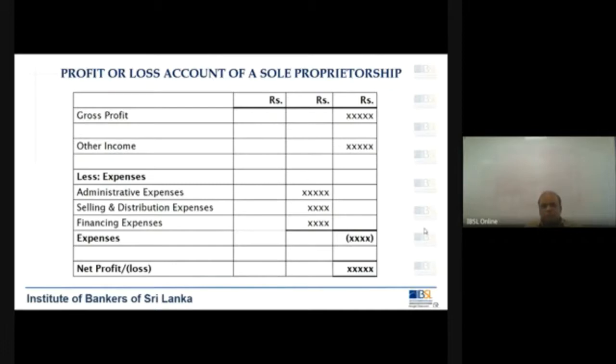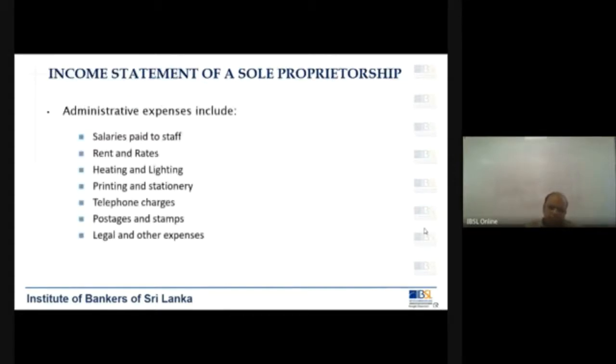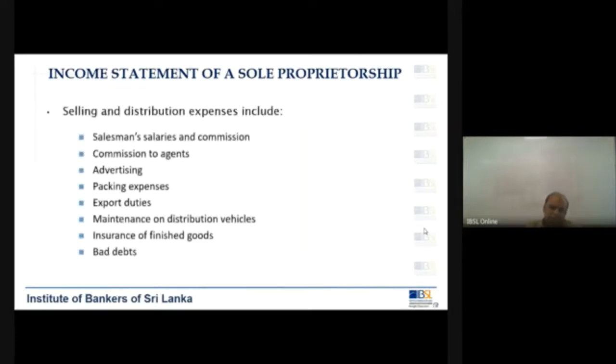When you deduct the total expenses from the gross profit and the other income, you will get the net profit. So please remember, under the sole proprietorship, the first part is your trading profit or the trading account, which is the gross profit, and then the net profit, which comes from your P&L or the income statement. I have given you some examples of what could come under administrative, and what comes under selling and distribution.